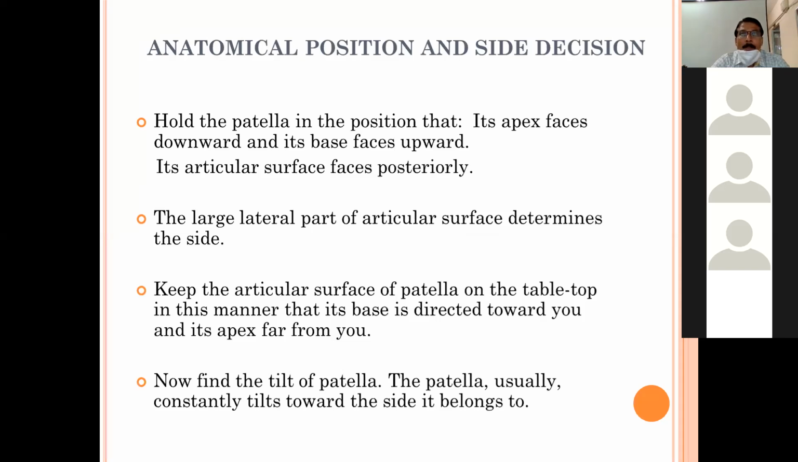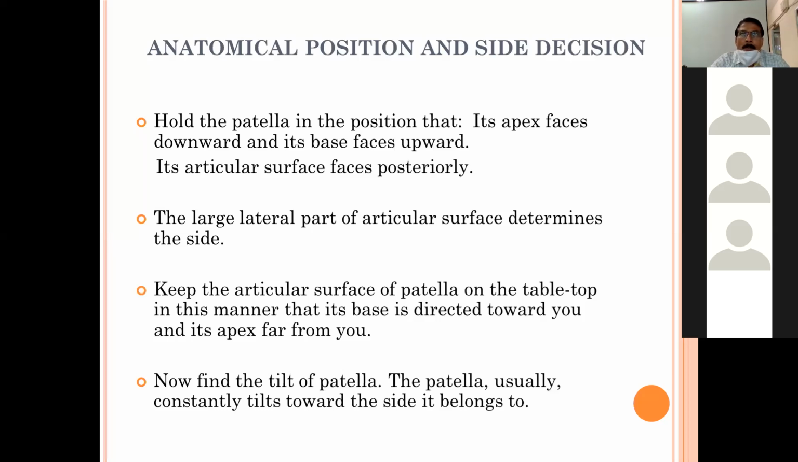It is an almost triangular shaped bone, as you have seen in the osteology class. The apex is downwards and the base is upwards. If you look at the posterior smooth surface of the patella, it is divided into two longitudinal halves, a medial half and a lateral half. Usually the medial half is smaller and the lateral half of the articular surface is larger.